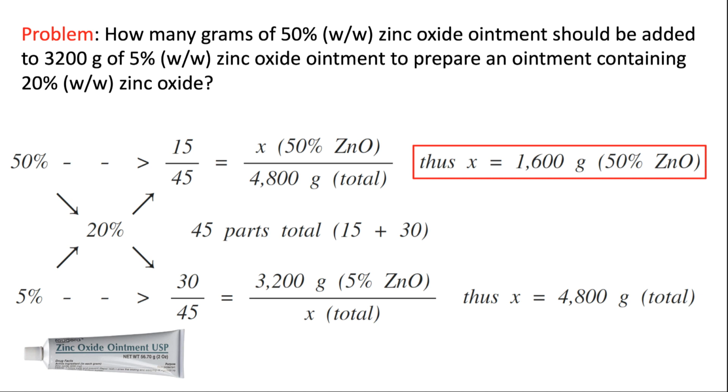So we've answered this question. Our final recipe is that we need 1,600 grams of 50% zinc oxide, mixed with 3,200 grams of the 5% zinc oxide. You mush all that together, make it all nice and uniform, and the resulting concentration would be 20%, and the total final weight would be 4,800 grams. And that essentially answers this question.